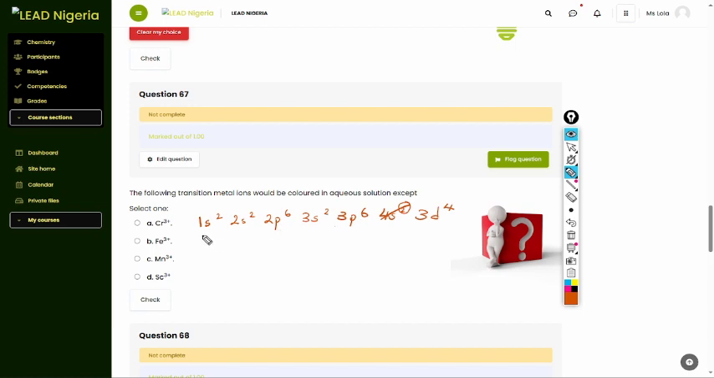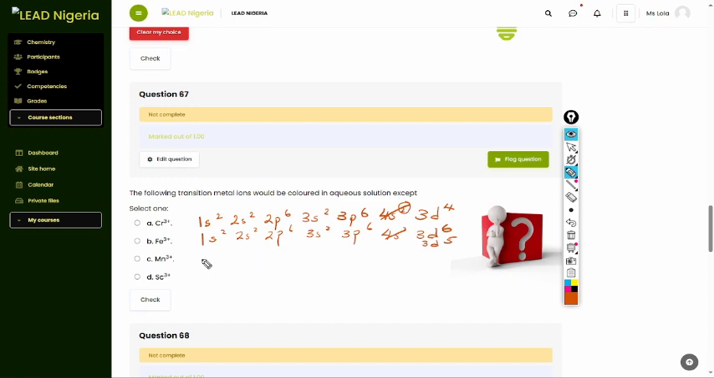Now iron is 26. So 1s2, 2s2, 2p6, 3s2, 3p6, 4s2, and 3d6. Okay, so when iron forms a +3 ion, it loses the 2 electrons here and 1 electron from 3d6. So 3d6 becomes 3d5. And 3d5 is also partially filled because the d orbital is not completely filled here. So we would get a color for iron 3.